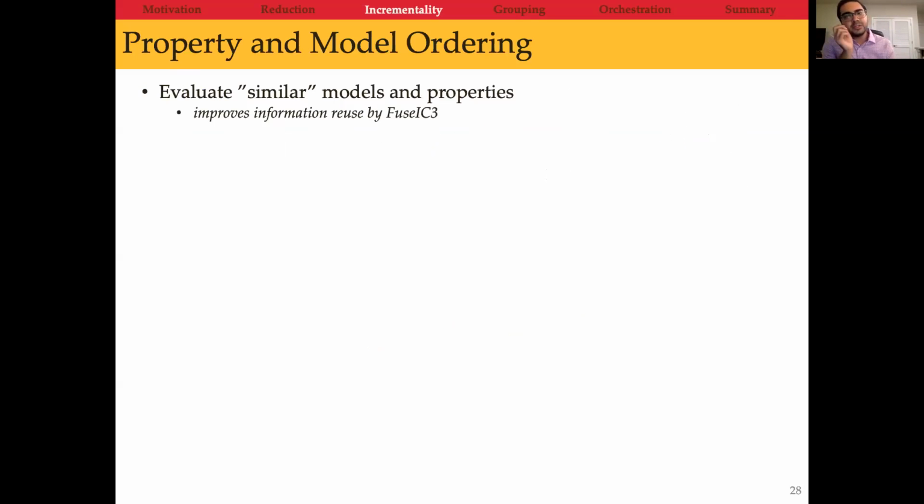Now the performance of Fuse IC3 is very much dependent on how we check these models, like what order we check them in. It is easy to understand that if we are checking these similar properties in a certain defined order, we can actually maximize the amount of information Fuse IC3 uses. But to answer that, we have a few basic questions. First, how do we actually find all these similar models and properties? And a more fundamental question: how do we actually define similarity?